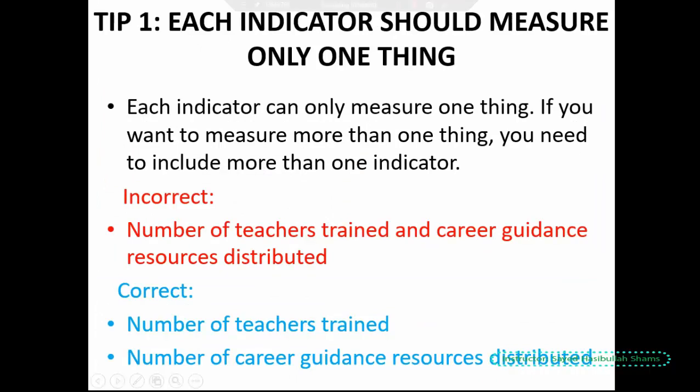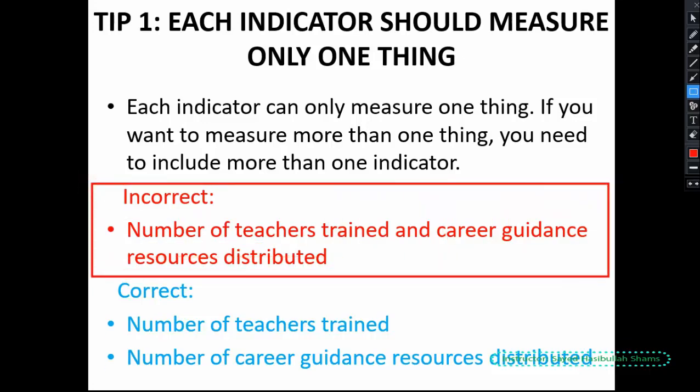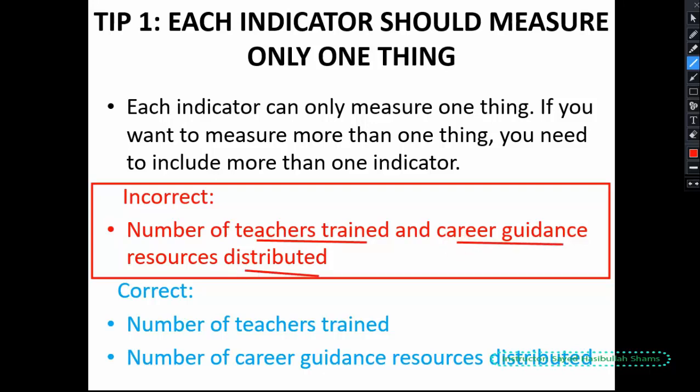Tip number one is that each indicator should measure only one thing. Here we have two indicators. One of them is incorrect. Why is it incorrect? Because it tracks two things: number of teachers trained and career guidance distribution. According to our criteria, an indicator should measure only one thing, so this is a wrong indicator and we do not consider it in our project. We will discuss the indicator characteristics and criteria for choosing indicators in the next lessons.